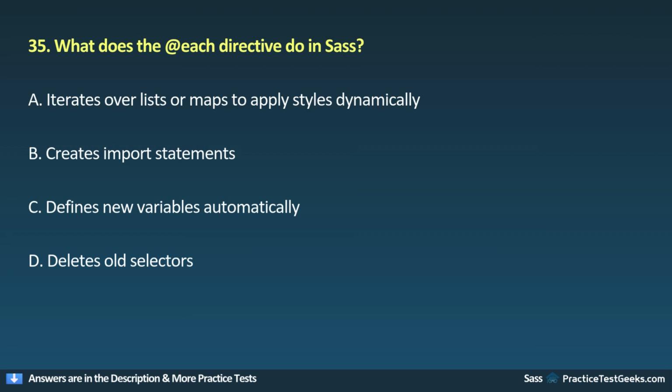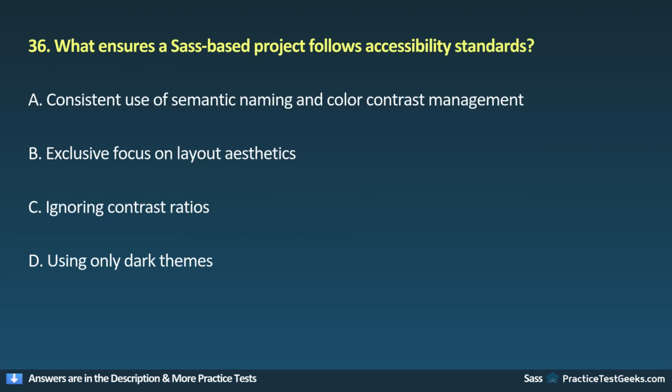35. What does the @each directive do in SASS? A. Iterates over lists or maps to apply styles dynamically. B. Creates import statements. C. Defines new variables automatically. D. Deletes old selectors.